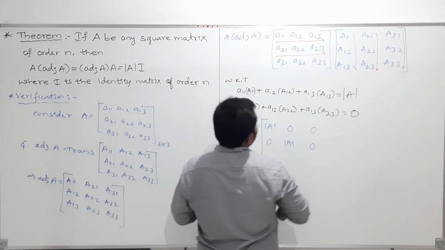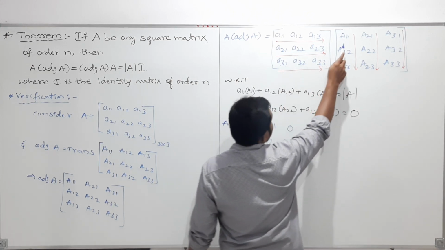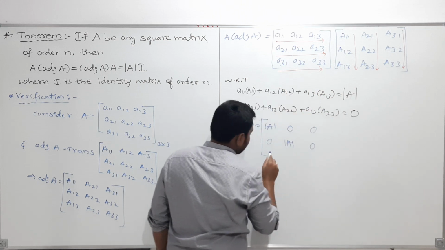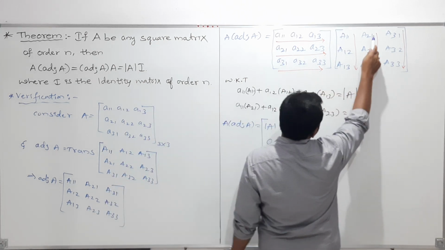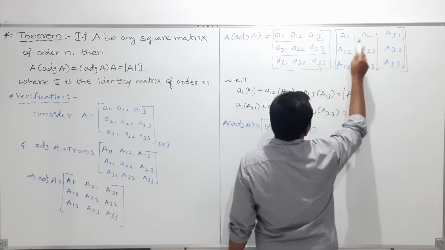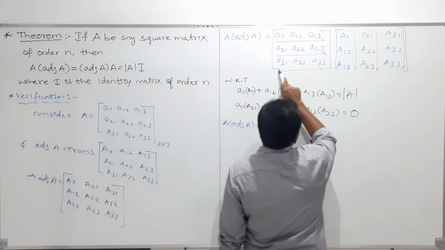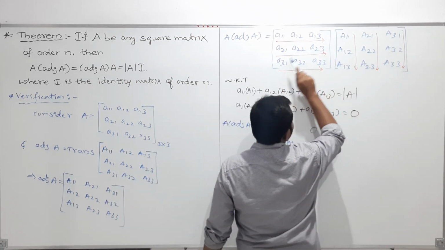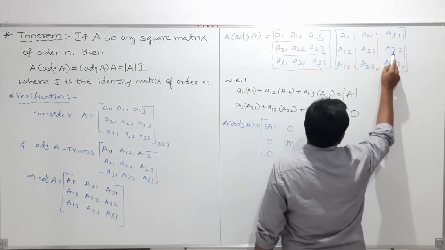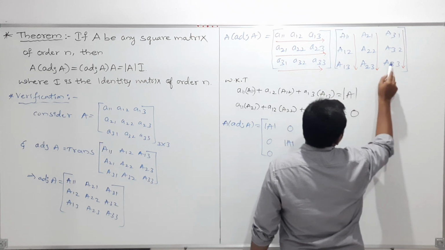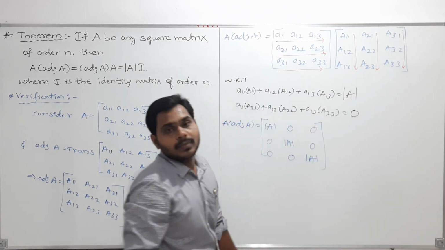Clear? And similarly next, third row first column, a31 into A11. Again the subscripts are different, so this value is equal to 0. And next, third row second column, a31 into A21. Again different, so therefore the value is equal to 0. But if you take third row third column, a31 into capital A31, subscripts are the same, plus a32 into capital A32, subscripts are the same, plus a33 into A33. So therefore this will give you determinant of A.